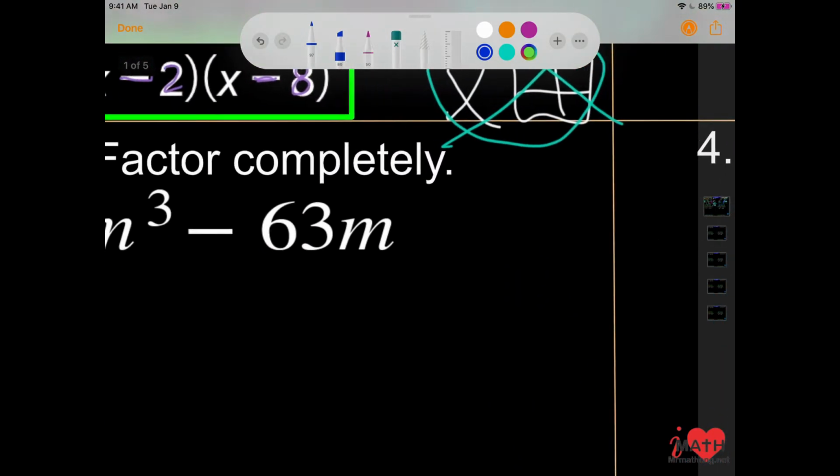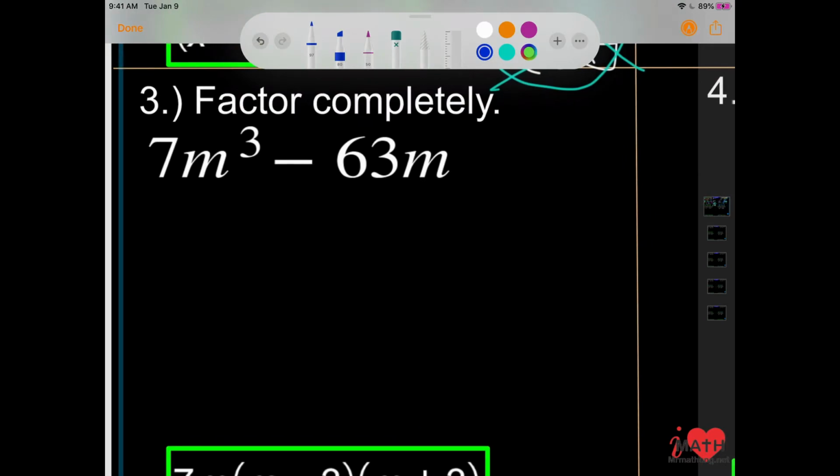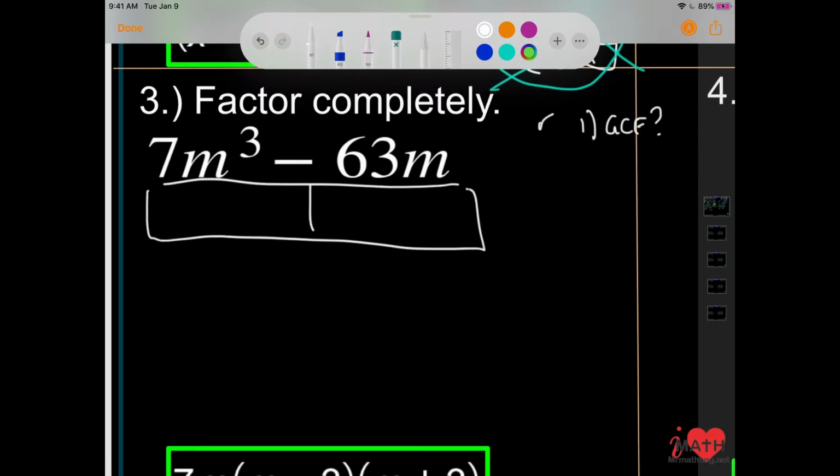Let's try question number 3. Question is, do I have a GCF? In this problem, the answer is yes. Remember, if you write out all the factors, you can do this. Alright, so if you list out the factors, 7 times m times m times m equals 7m to the third.